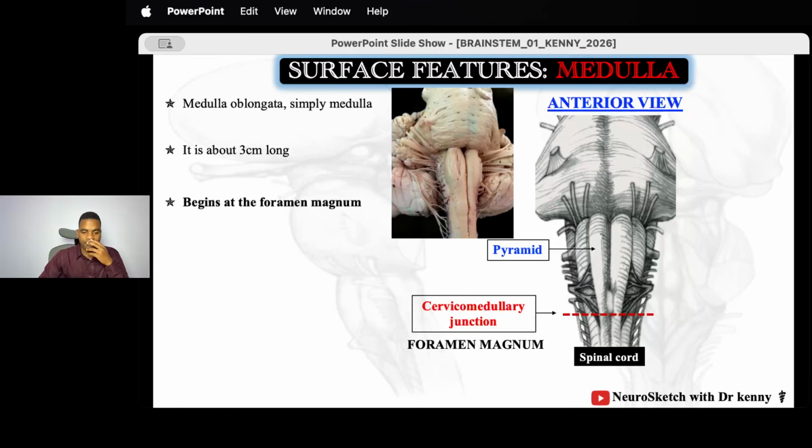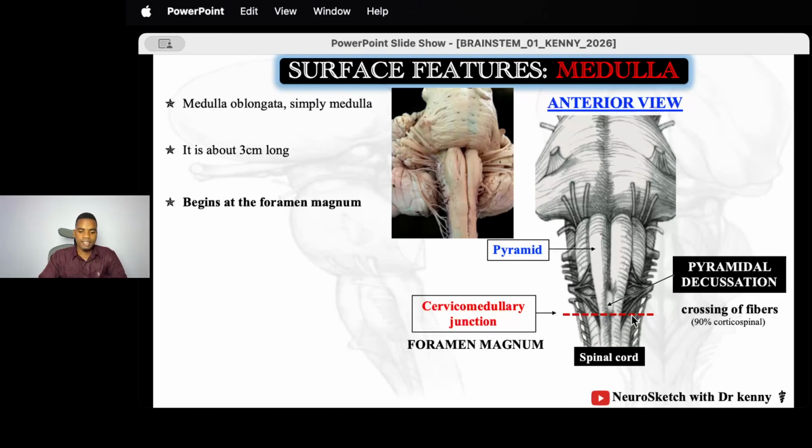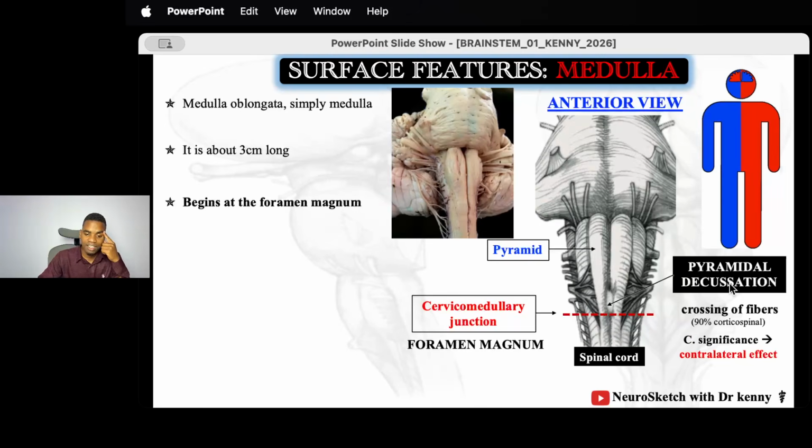But one of the important things to notice here is that at the lower border of the medulla, we have crossing over fibers. The fibers that are within the right pyramid are crossing over. 90% of these fibers are crossing over to the opposite side. Why is this important? This is the one that determines the contralaterality. Remember, we said if you have damage on the right side of the brain, you have weakness on the left side of the body. If you have damage on the left side of the brain, you have weakness on the right side of the body. Why? Because of the pyramidal decussation, and in simple terms, the pyramidal decussation will help in the contralateral effect.